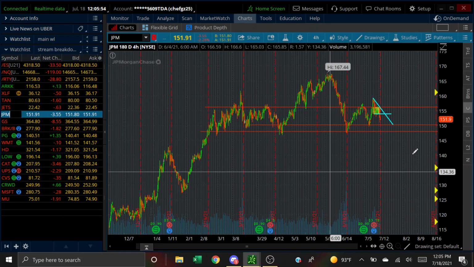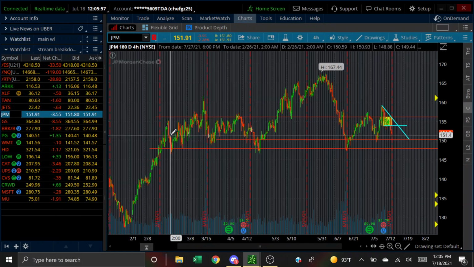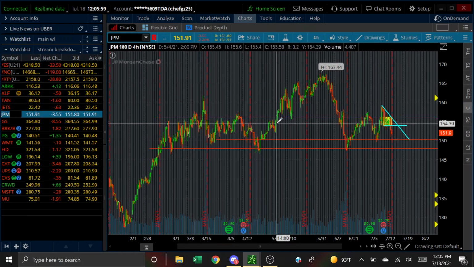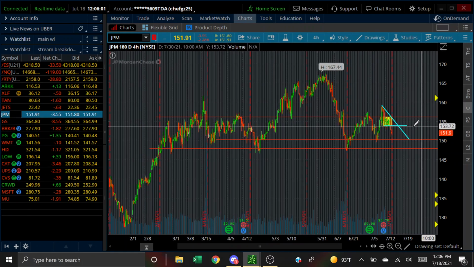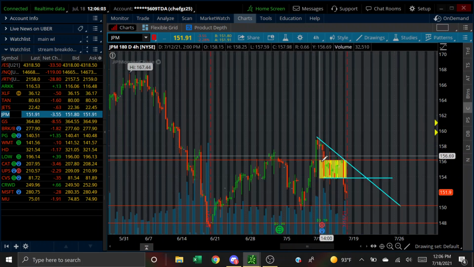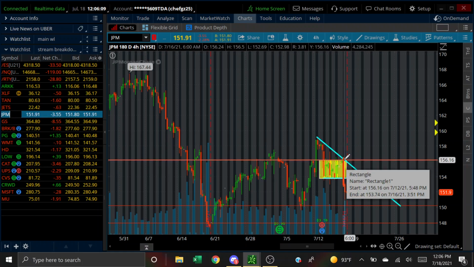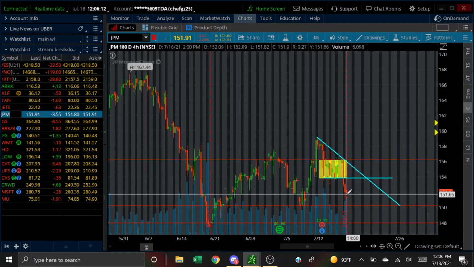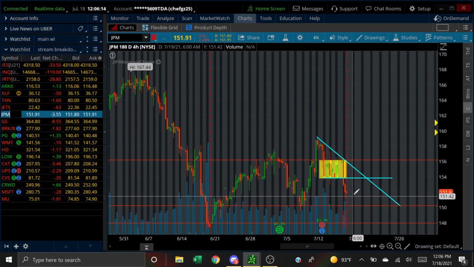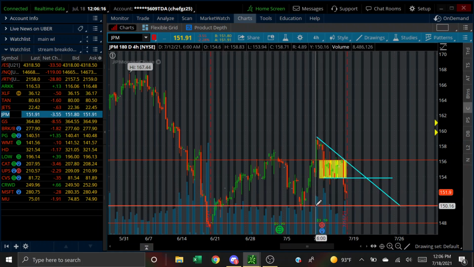So now you compare with what's happening. JPM has still been stuck in this nice little range here. And definitely what happened previously, we had a nice base here, right? From this 153.74 to this 156.16. And then we ended up dropping to the bottom. So we definitely have more room to come back down for JPM.